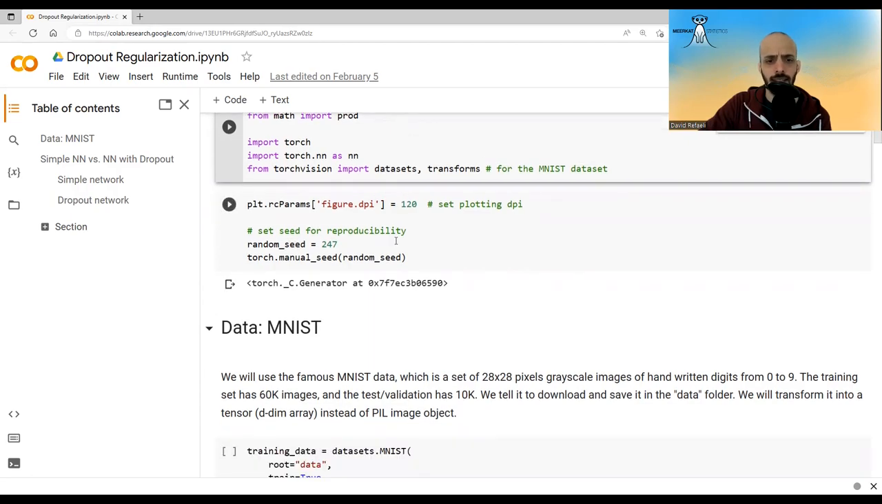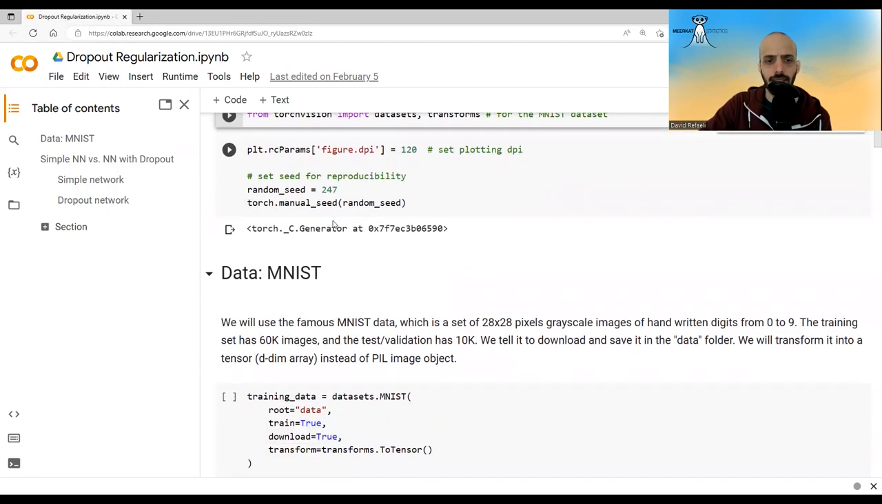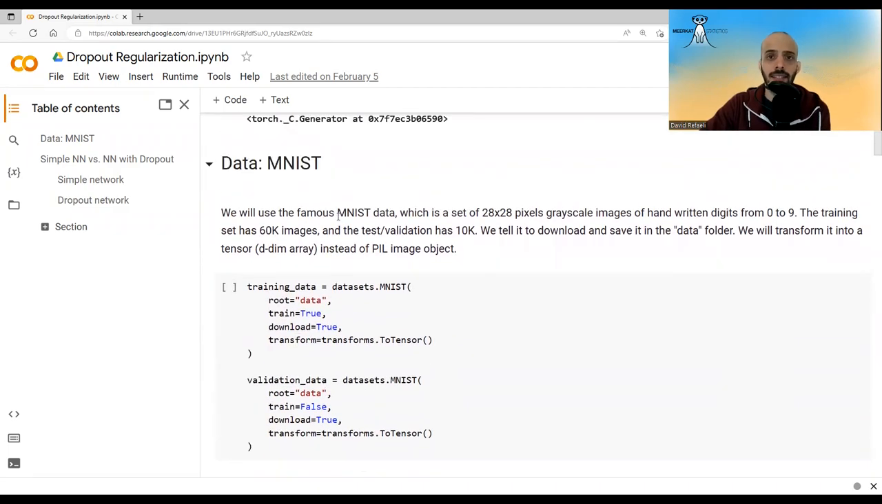This is for plotting. This is for setting a manual seed, for reproducibility. The data is the MNIST data. It's 28 by 28 pixel grayscale images of handwritten digits from 0 to 9. The training set has about 60,000 images. The test set has about 10,000.